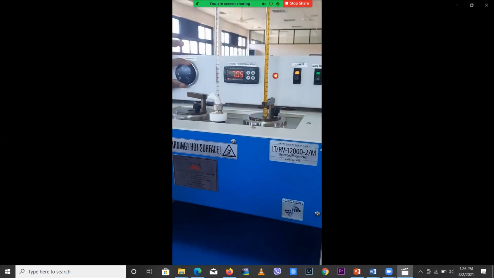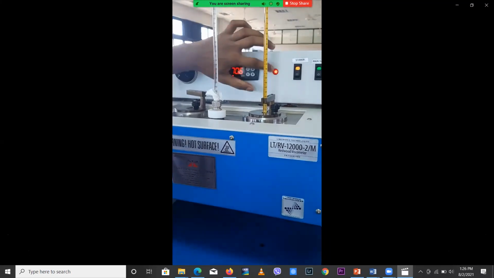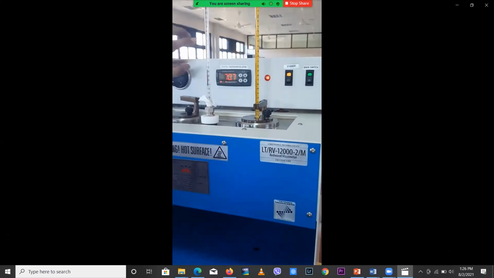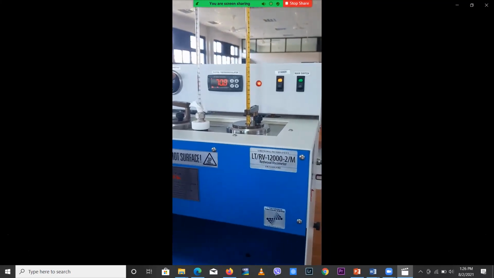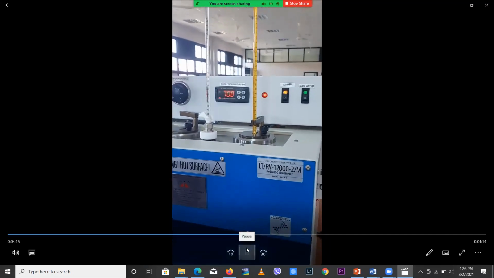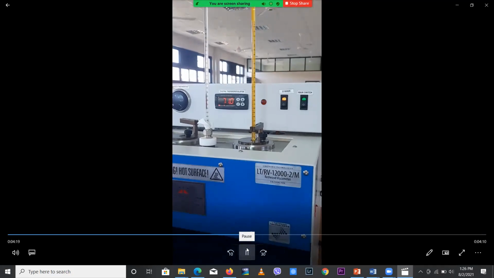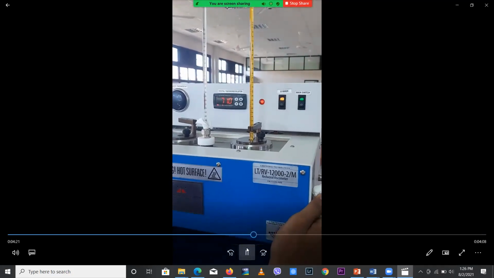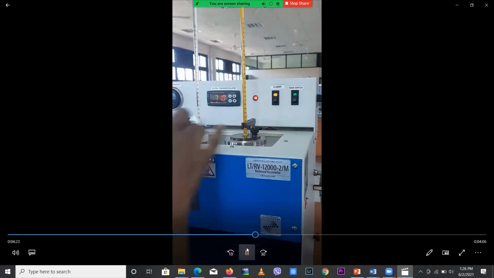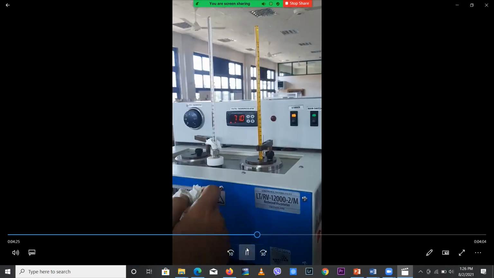When we stop this heater, you can see this bulb will be on. That means now the heater is off. But we continue our stirrer, because the water temperature may vary, therefore we have to mix the water.